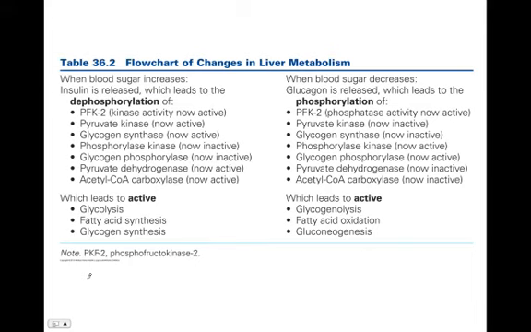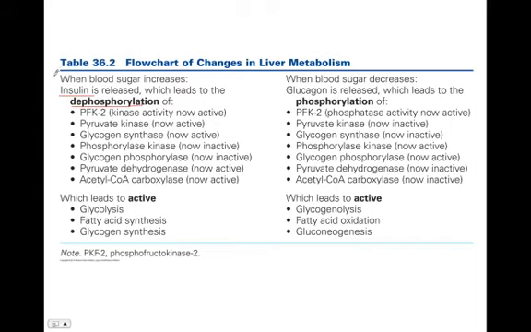The phosphorylation states and the activity of the regulatory enzymes in both the fed and fasted states is summarized here. In the fed state, when insulin is high, it's key to remember the acronym FED, dephosphorylated active. What is meant by that is that in the fed state, the enzymes that are supposed to be active are dephosphorylated to be active.